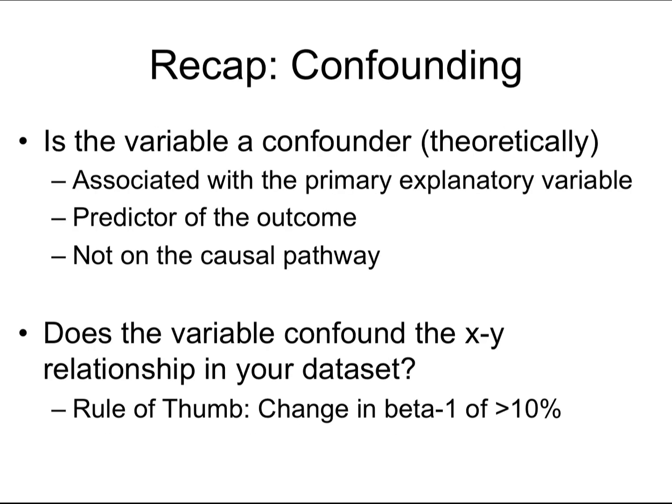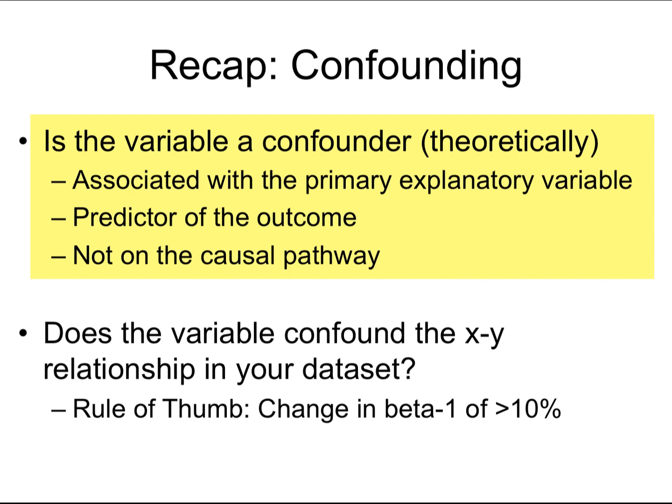First, let's start with a quick recap of confounding. Remember that in order for a variable to be considered a confounder, this should make sense both theoretically and statistically. Theoretically, does it make sense that the variable is associated with the primary x variable, a predictor of the outcome, and is not on the causal pathway?